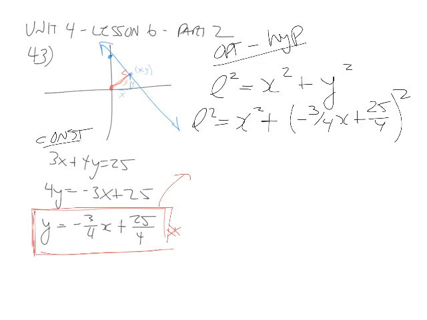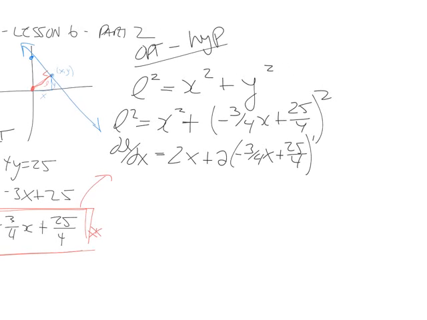So we end up with L squared equals x squared plus bracket negative 3/4 x plus 25 over 4 squared. Now we can take the derivative of that length with respect to x, and we get 2x plus 2 bracket negative 3/4 x plus 25 over 4 to the exponent 1. Then we have to take the derivative of what's inside. So inside it would be just negative 3/4, since 25 over 4 is a constant. Now we can simplify by letting dL/dx equal 0.